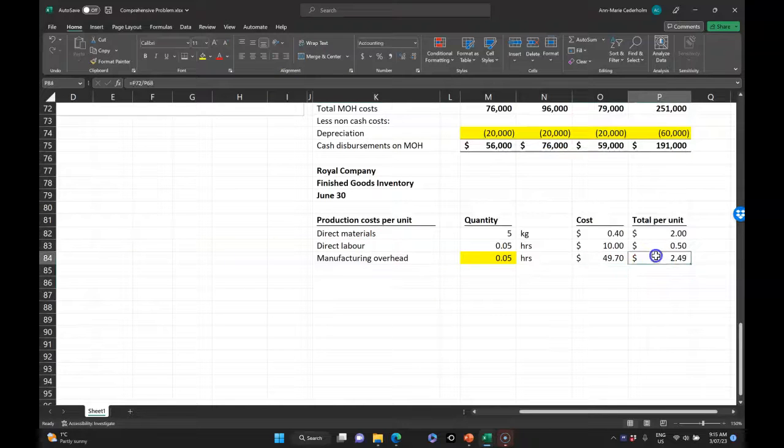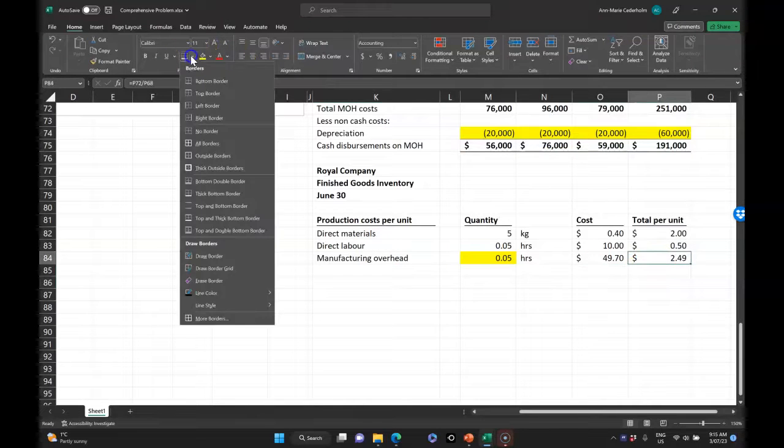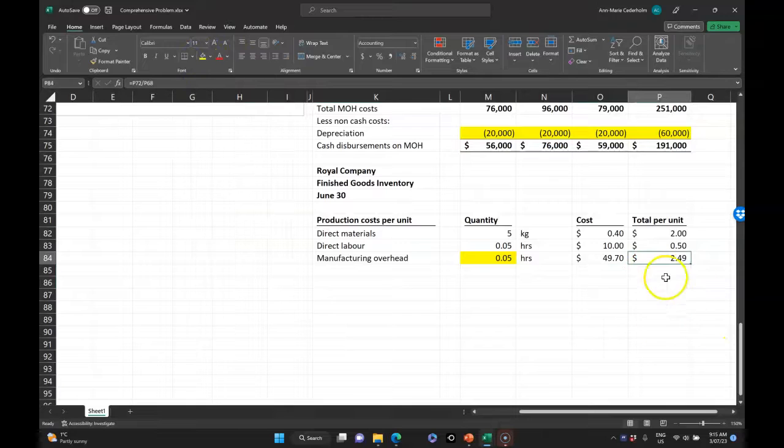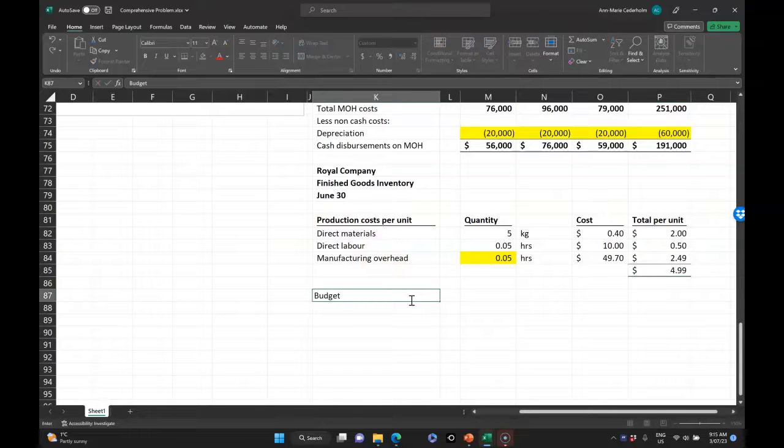Now let's just total up my units. So my product cost per unit is $4.99. So now that we have that unit cost, we can figure out what our ending inventory is.